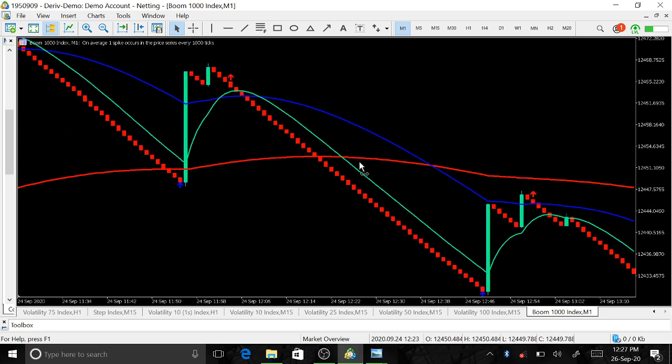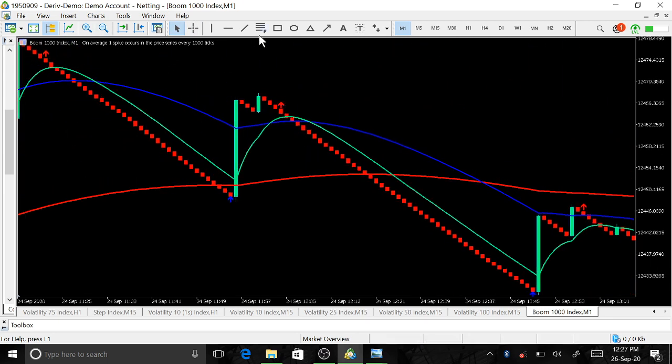Let's look for another opportunity. Perfect. I like this. You see, we had a crossover here, but this entry is invalid. We are not taking this entry.